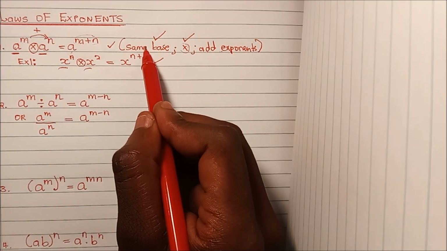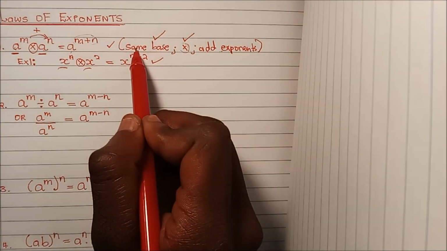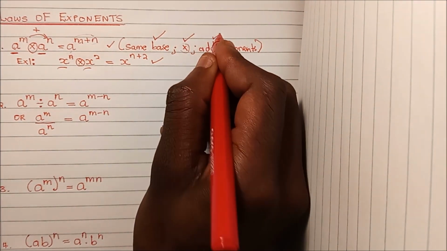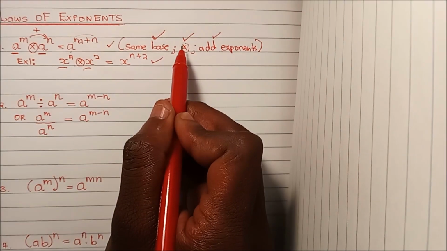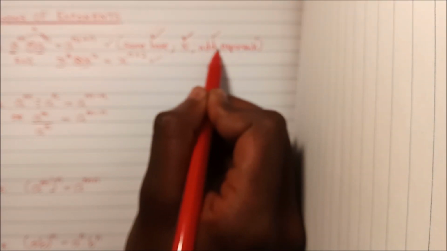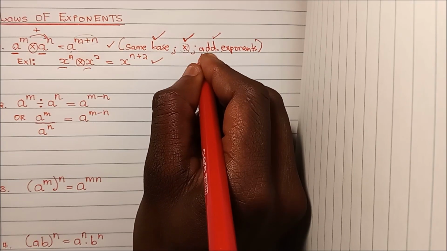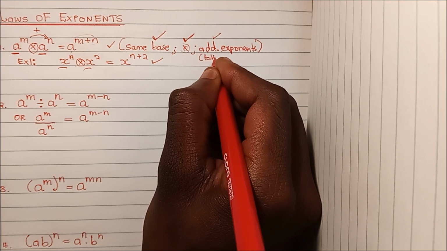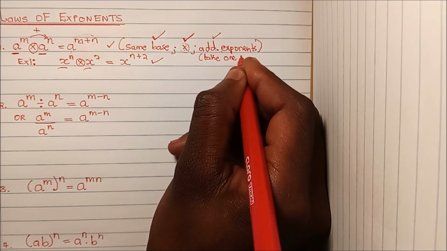I think you need to follow these three points. So now if the bases are the same, you tick. If the middle sign is multiply, you tick. And then finally, you will add the exponents, but making sure that you take one base.